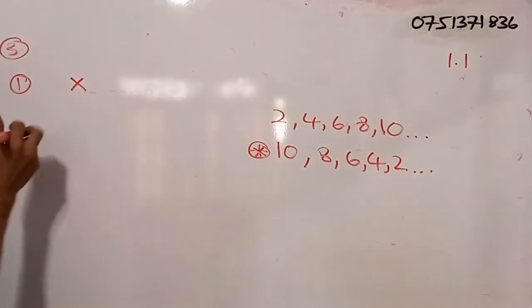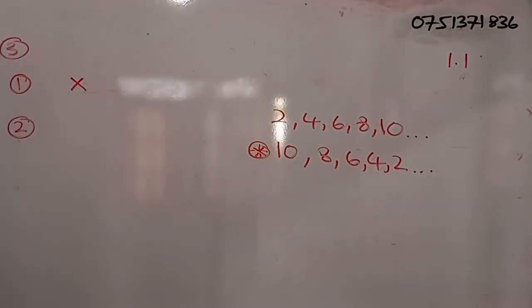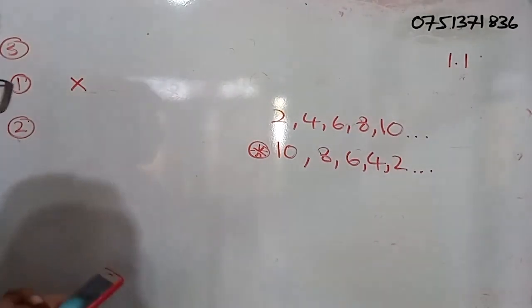Right? So the first statement is incorrect. Right. So now we will move to the next statement. The terms of a number pattern have to be different from each other.